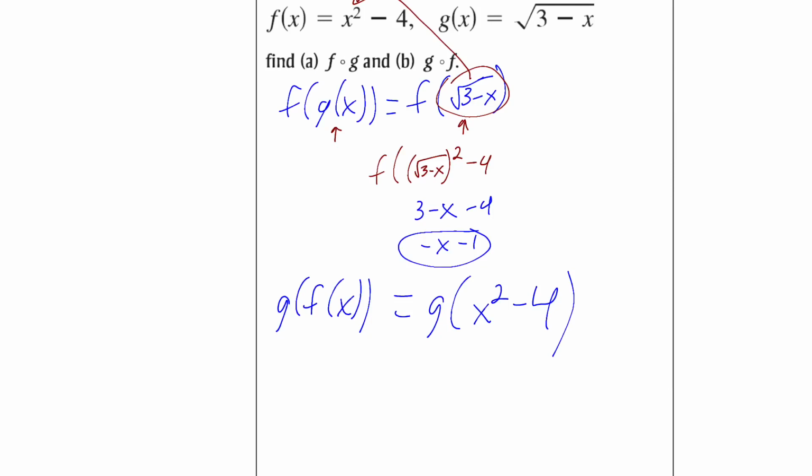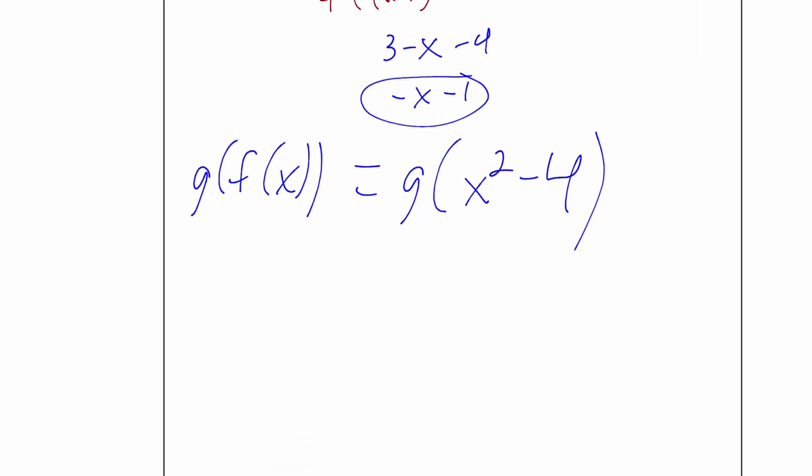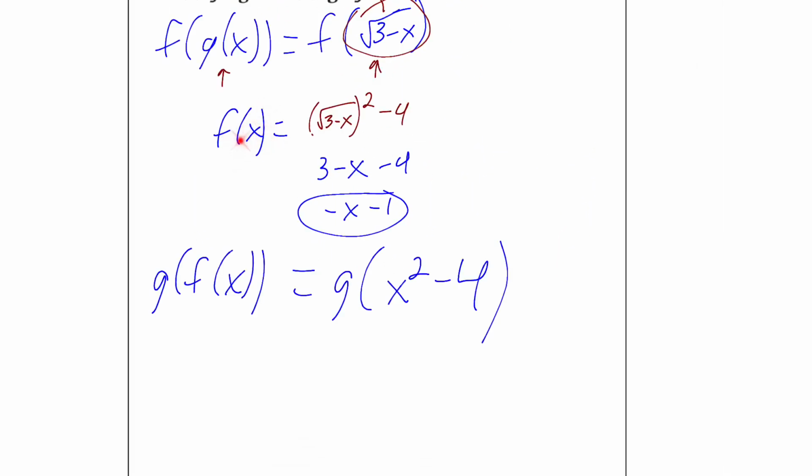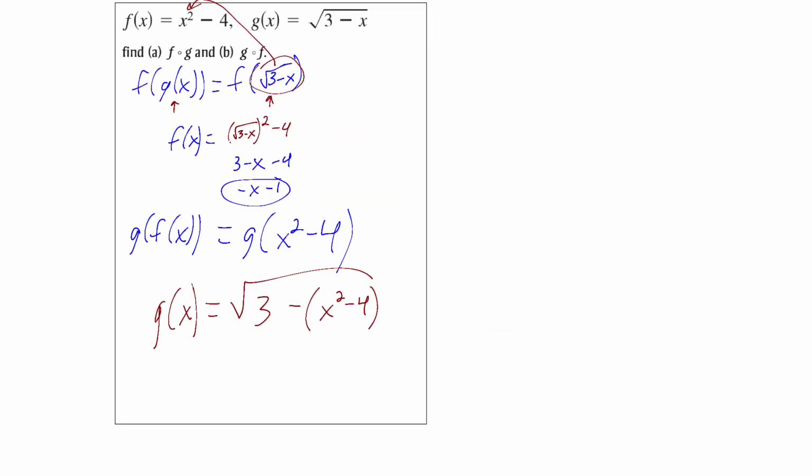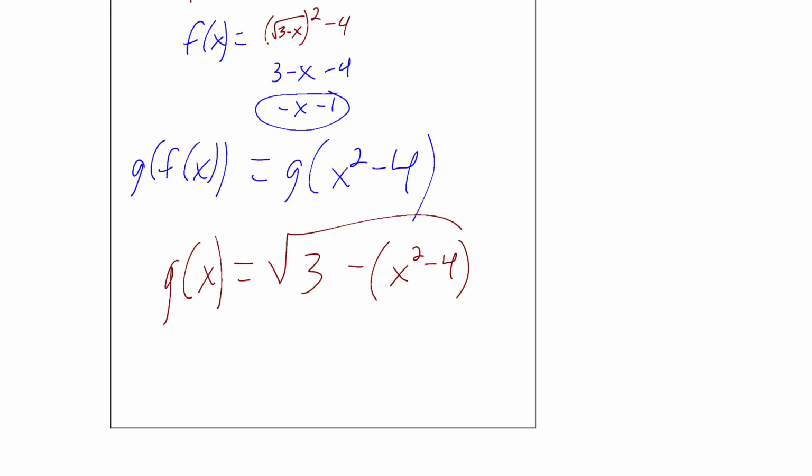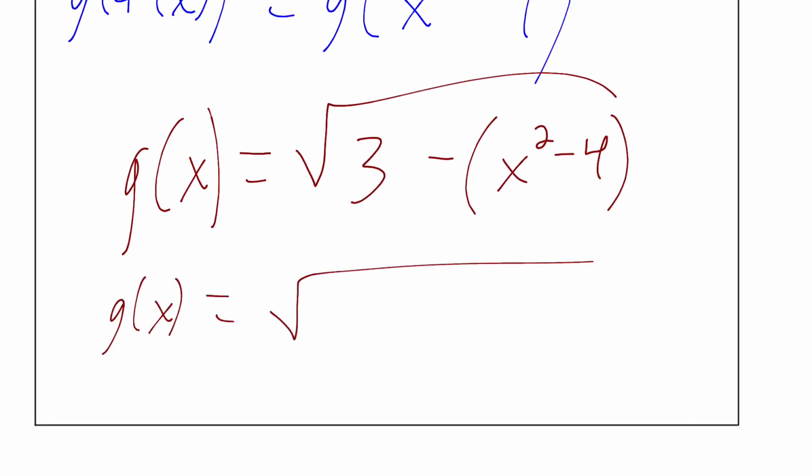For g of f, here's the first part. And I guess I should point out that should have been f of x there. That's cool. So here for this one, once I plug in x squared minus 4 in for x, I have this. It's like I'm distributing the negative here. And I get negative x squared plus 7.